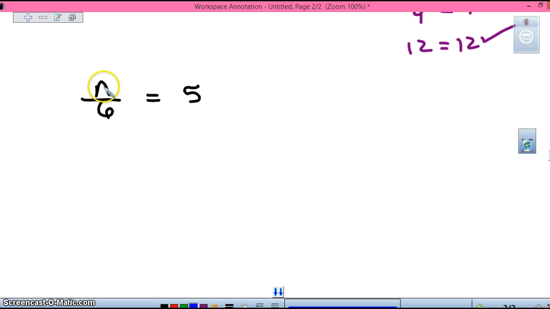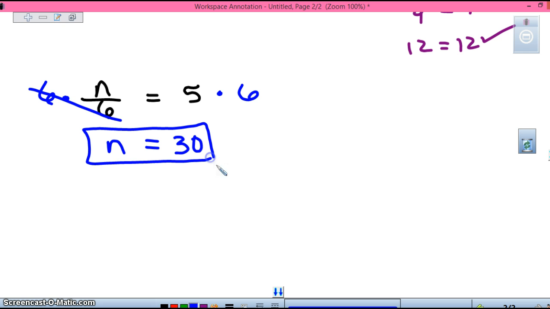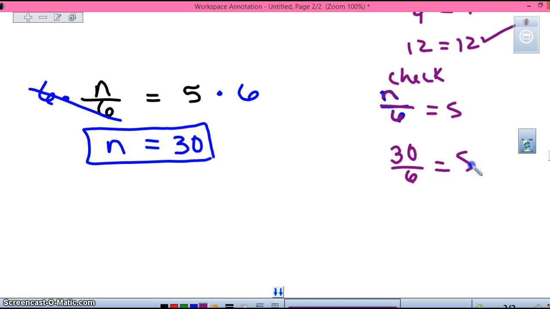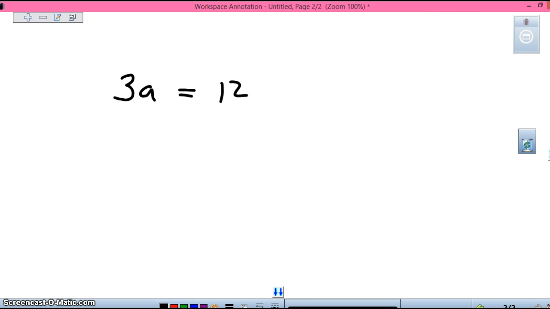If we have to solve n divided by 6 equals 5, what's the inverse operation of division? Multiplication. What you do to one side, you do to the other. N equals 30. If we check, n divided by 6 equals 5. This means 30 divided by 6 equals 5. 30 divided by 6 is 5, so 5 equals 5.